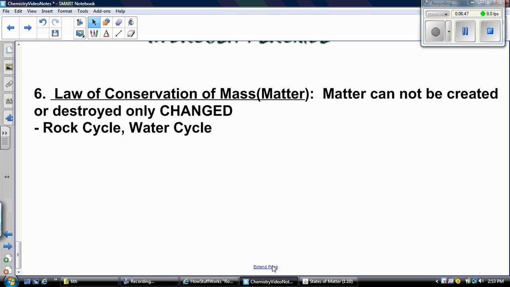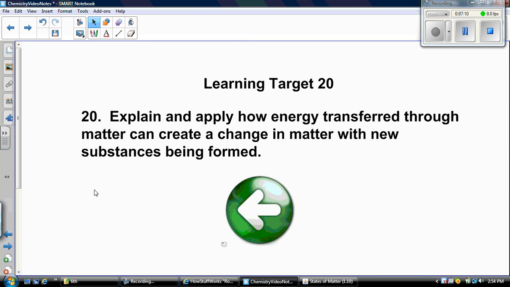Water cycle, same thing. The water cycle deals with water changing state, which is a physical change. So when water goes from a liquid to a gas and evaporates in the water cycle, you're changing state. That's a physical change. Okay, so hopefully after this section of notes, you can explain and apply how energy is needed to change matter, either into a new substance in a chemical change or just a new form, which would be a physical change.